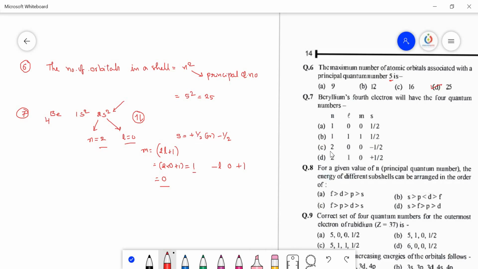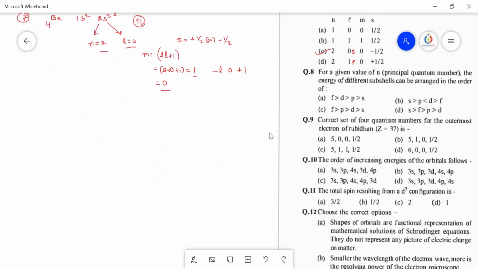Let us see here. n equals to 2, 2. So these maybe both are correct. But here L equals to 0, this is about the s orbital. L equals to 1 means this is about the p orbital. And M equals to 0 and S equals to, you can take either minus half or plus half for a particular electron in a particular orbital. So option C is correct.